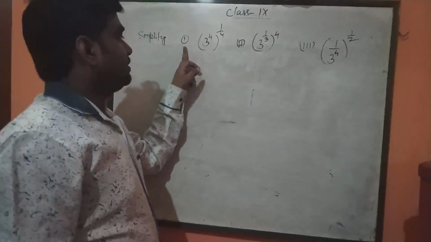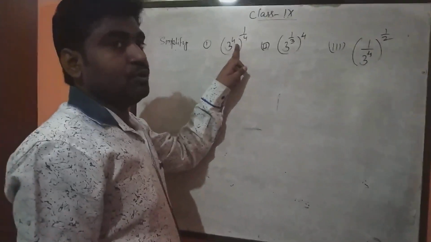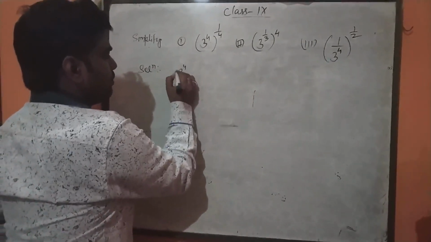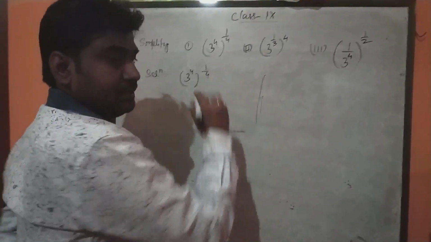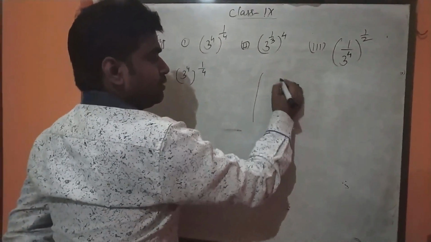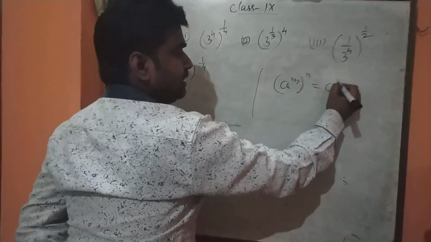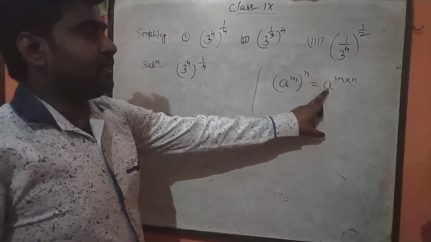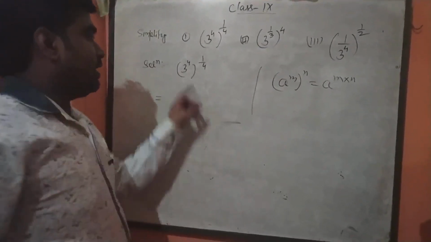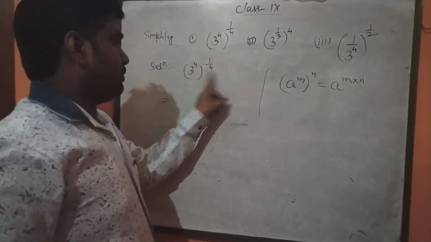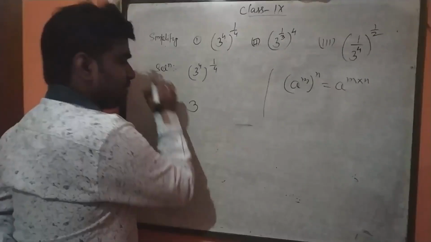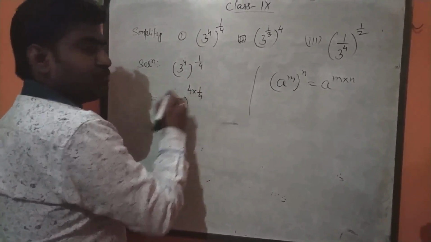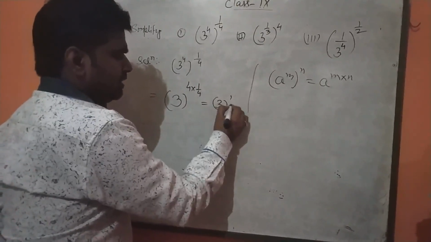Next, simplify. First of all, see the first question: (3 to the power 4) to the whole power 1/4. First of all, write the solution. We know that (a to the power m) to the whole power n is written as a to the power m into n. See the formula? Here m is 4, n is 1/4 and a is 3. So from the next line we may write 3 to the power 4 into 1/4. 4 cancels out, so we have 3 to the power 1, which is 3.